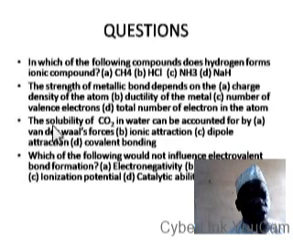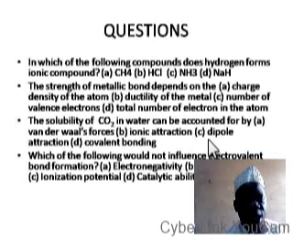Now, next question. Solubility of carbon dioxide in water can be accounted for by... You can see carbon dioxide is made up of carbon and oxygen, and there is a significant difference in the electronegativity. So carbon dioxide is polar, and that is as a result of the dipole attraction between one carbon dioxide molecule and the next, and that is option C.